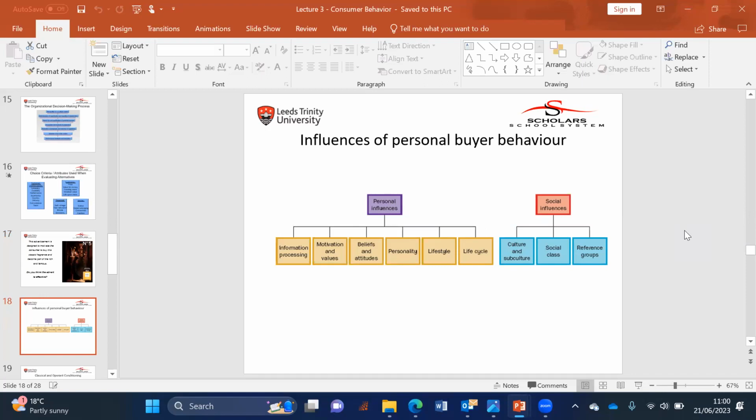Okay, and then there's the influence of personal buying behavior. So personal influences could include information processing, so how someone processes information, their motivation and values, their beliefs, their personality, their lifestyles, and social influences that are from the outside that could include culture, social classes, reference groups, meaning the people that you refer to, so your friends or people that you interact with, that their opinion matters to you.